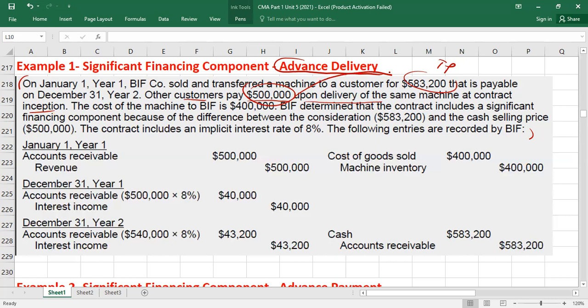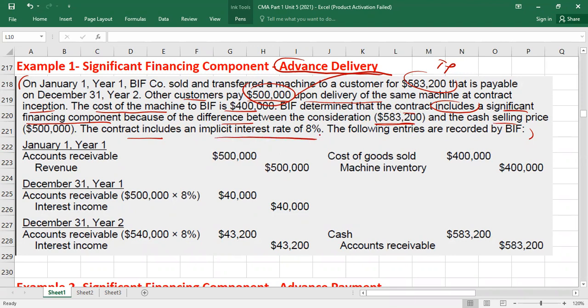Understood? Clear? Then the cost of the machine to BIF is 400,000. The cost of the machine is 400, but you sold it for 583,200, and the cash price of that product is 500. BIF determined that the contract includes a significant financing component. There is an interest element. Because of the difference between the consideration, which is the transaction price, and the cash selling price, there is interest we are charging. And now, guys, the contract includes an implicit rate of interest.